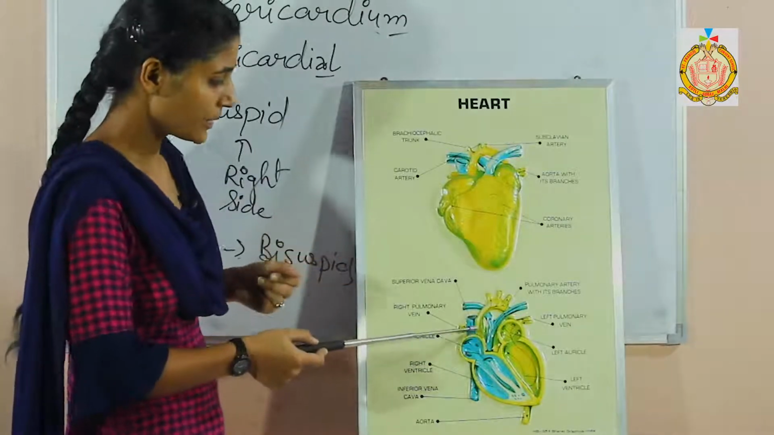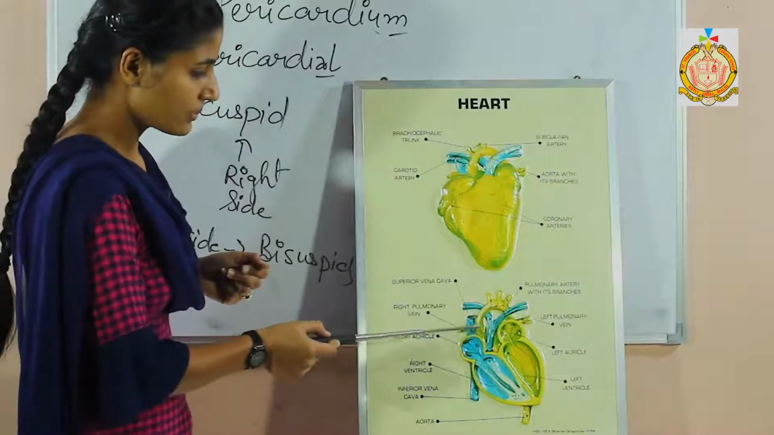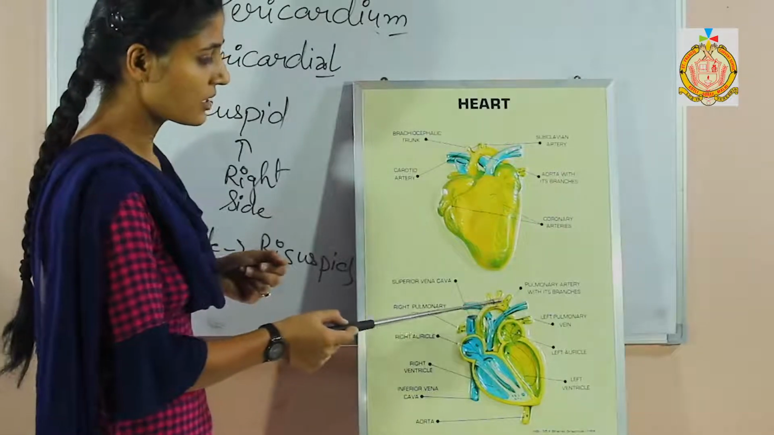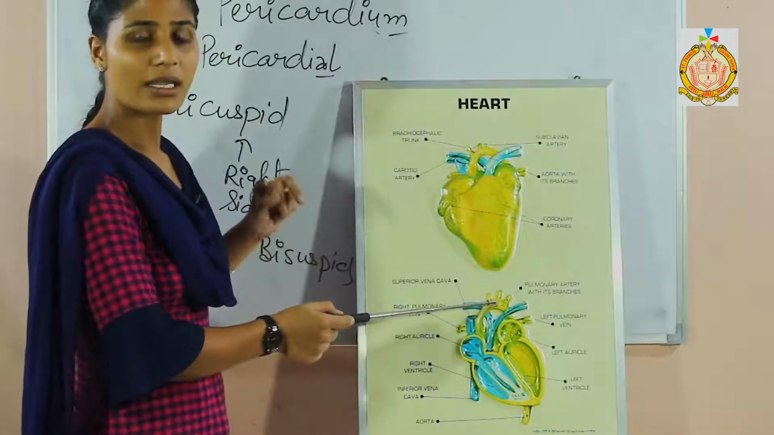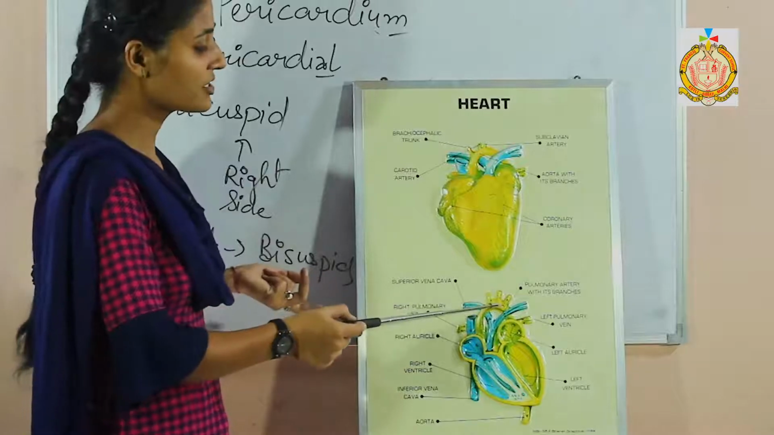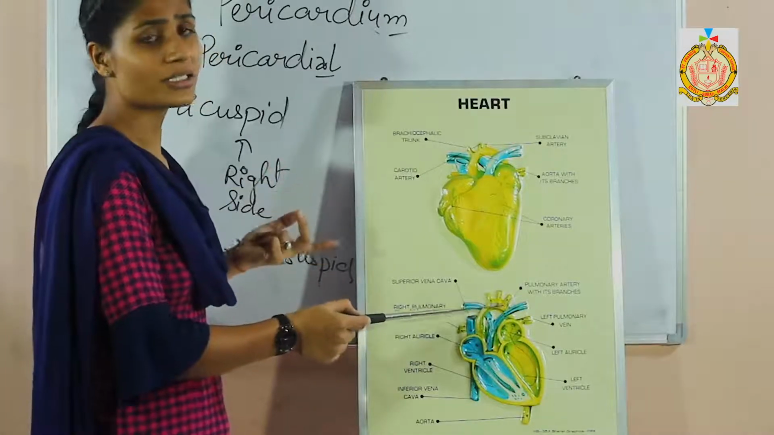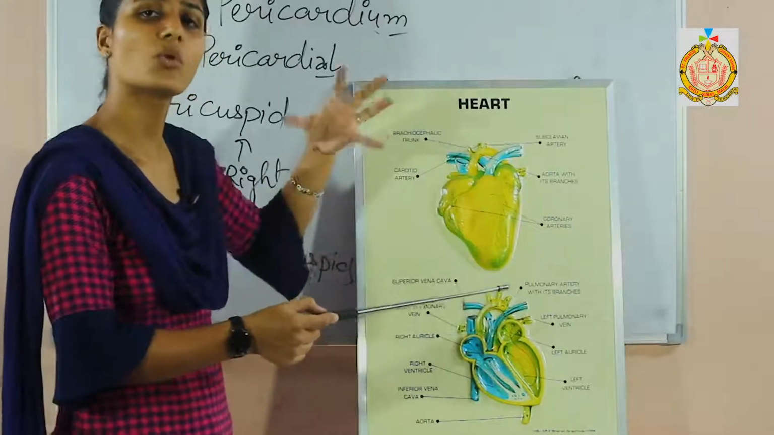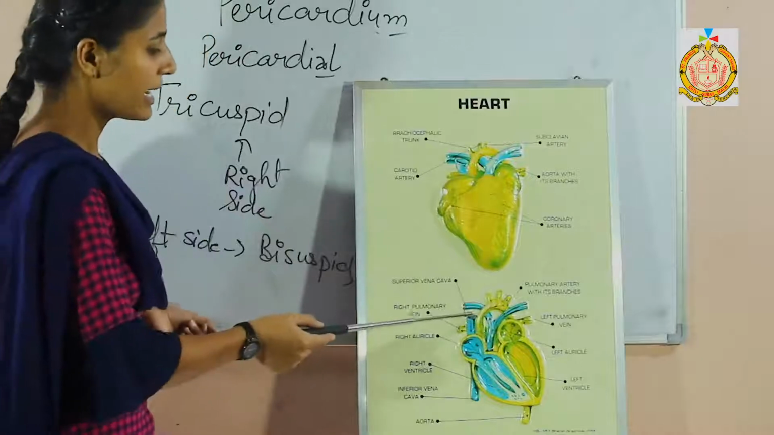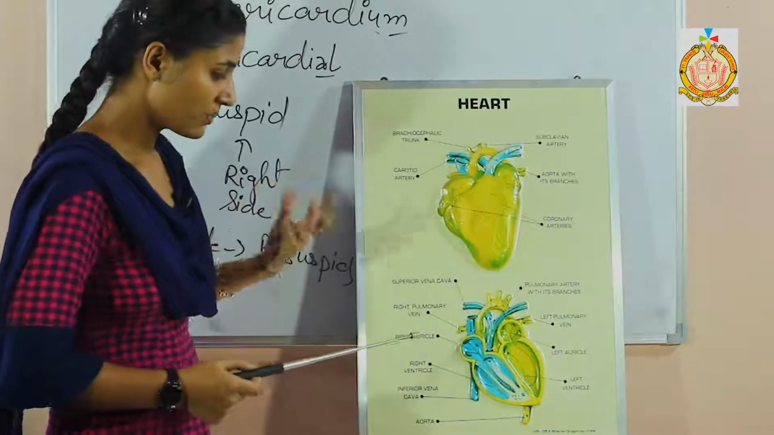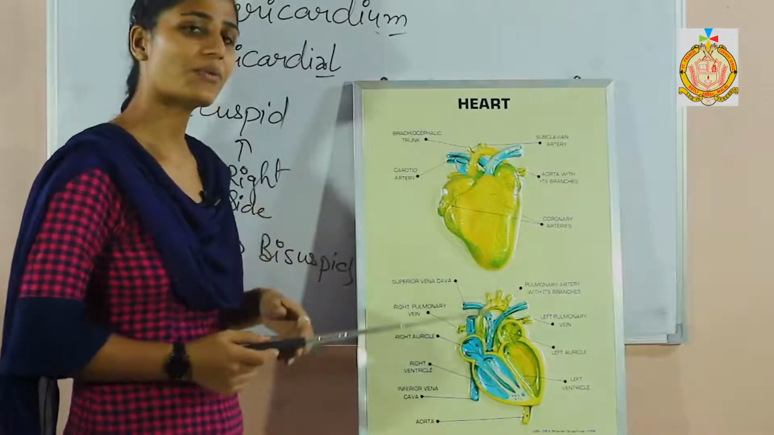Next, let us continue. This part you are able to see is known as the aorta. The aorta is the largest artery of the body and is responsible for sending oxygenated blood from the heart to all parts of the body. And here in the heart, the pulmonary vein and pulmonary artery are present.